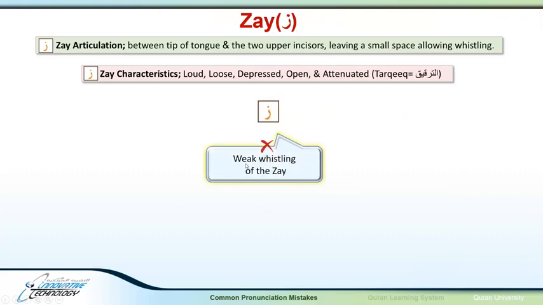The first one is weak whistling of the zay. So we shorten the zay and there's no whistling. The right way of pronouncing it is like this. يزكى Yazakka. So you have to make sure to give the zay its whistle characteristic.